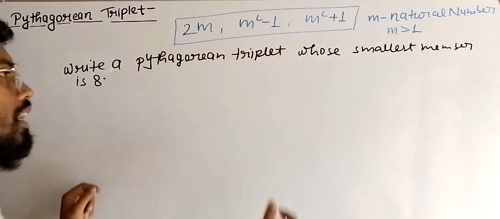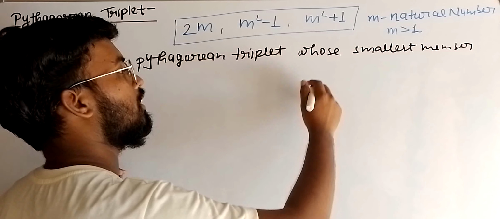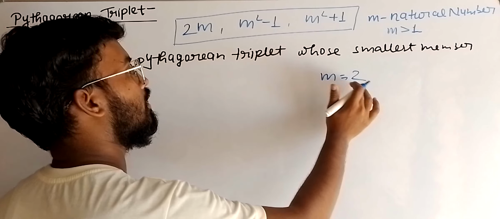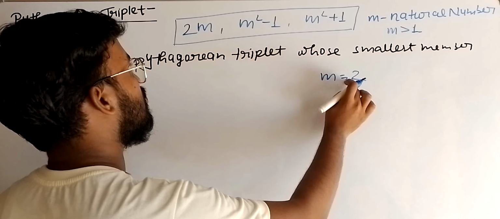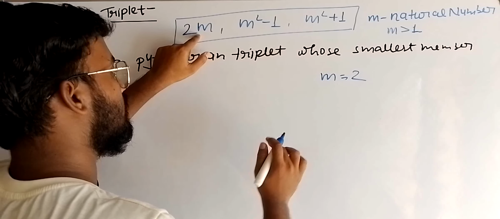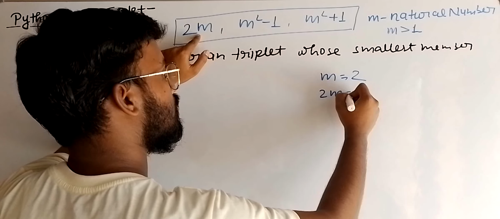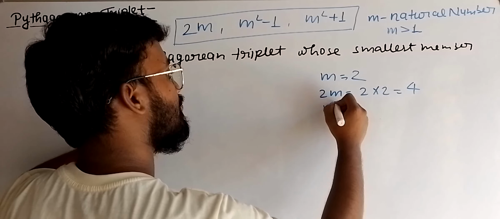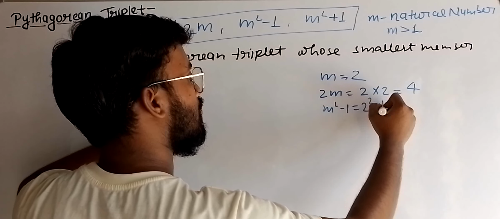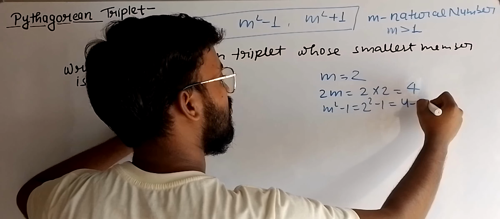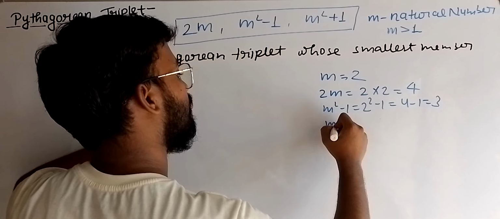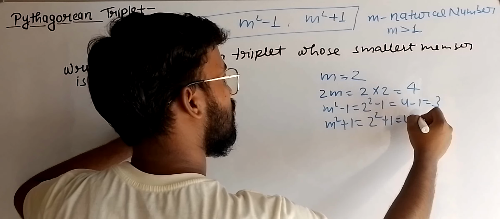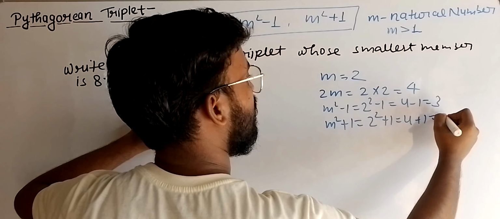triplet. If someone asks you to make a Pythagorean triplet for m equal to 2, take m equal to 2 and put it in this equation. From here we get 2m equal to 2 into 2, so it will become 4. Now from m square minus 1 we get 2 square minus 1, that means 4 minus 1, so 3. From m square plus 1 we get 2 square plus 1, that means 4 plus 1. From here what we get? 5.